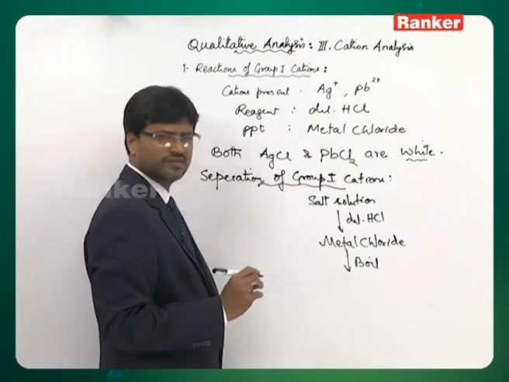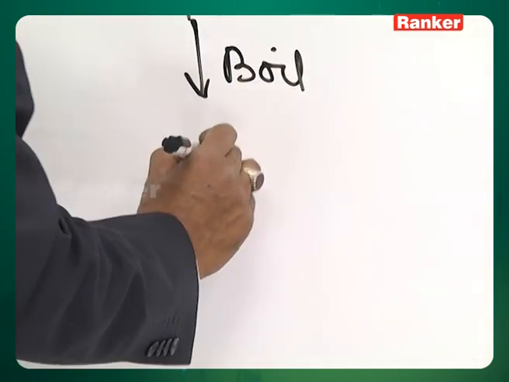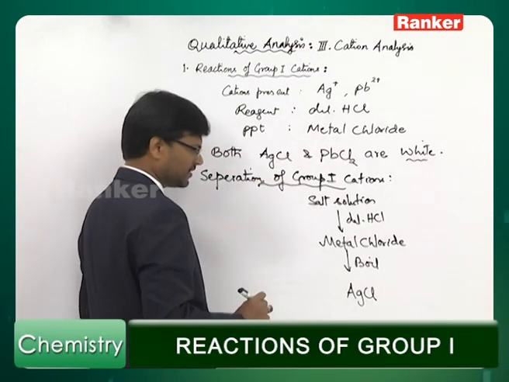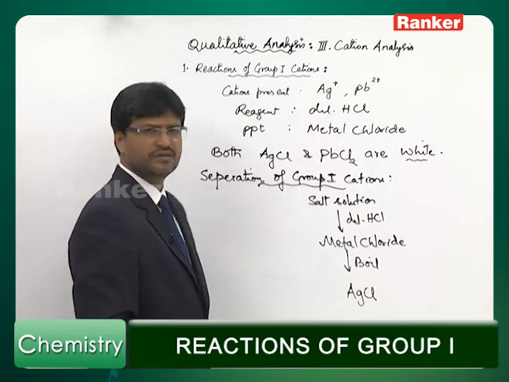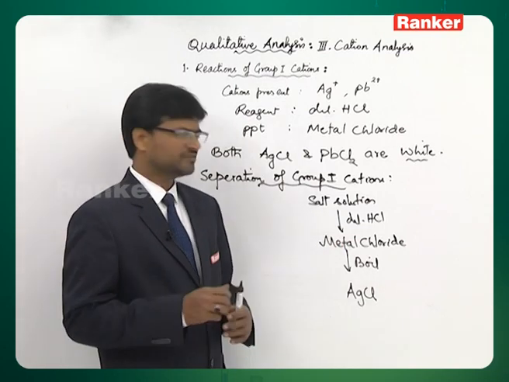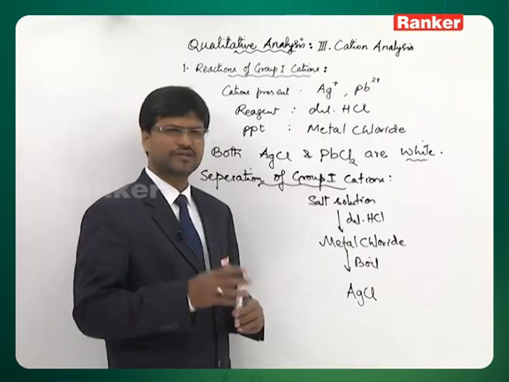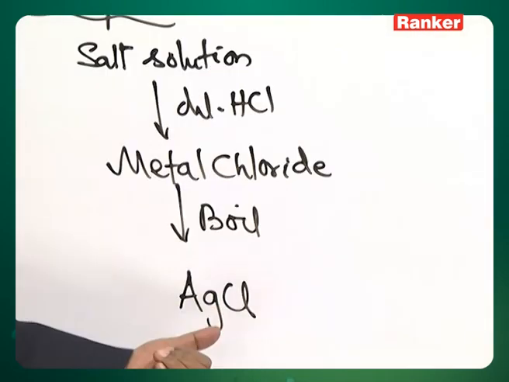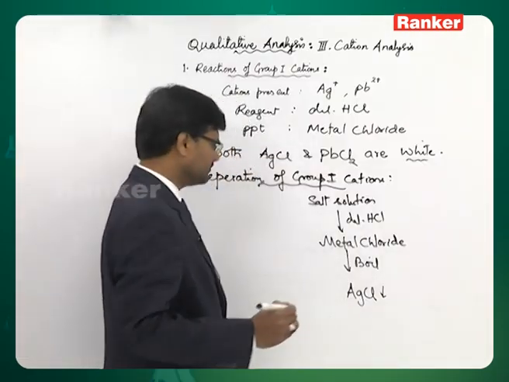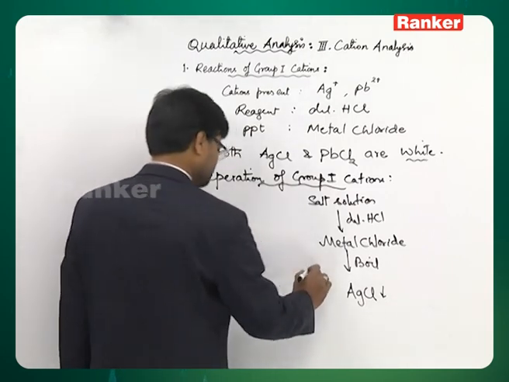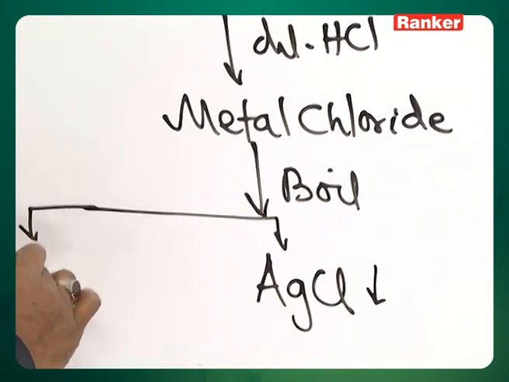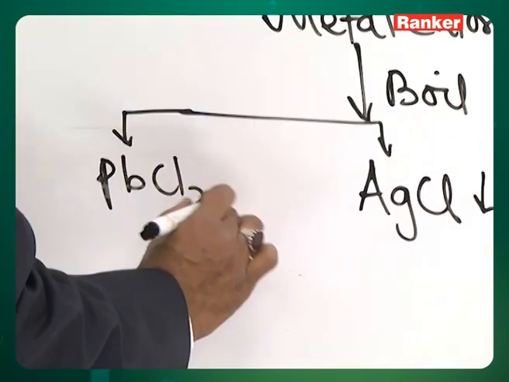Boil the mixture, then you get AgCl, whereas PbCl2 is soluble in hot water. So, when you boil the solution, PbCl2 will dissolve and the precipitate which is left out is AgCl. Now, the filtrate, this is residue, and PbCl2 will appear in the filtrate.